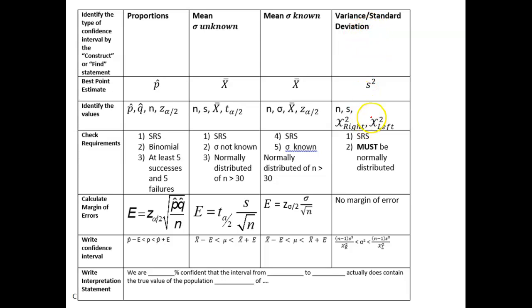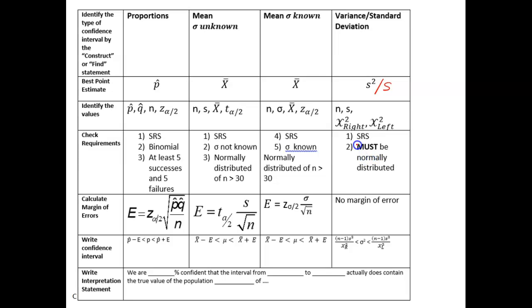So with these, you can see that we have a best point estimate of S squared. If you happen to have printed off a copy of this early on, you may see that I had an error here and I've corrected that. So you may want to make that notation, that change here. The best point estimate for the variance is S squared, and actually for the standard deviation is going to be S. We want to identify the values. So in this case, we're going to need our sample size, our sample standard deviation, and then these chi-squared left and right critical values that we'll talk about later in the section.